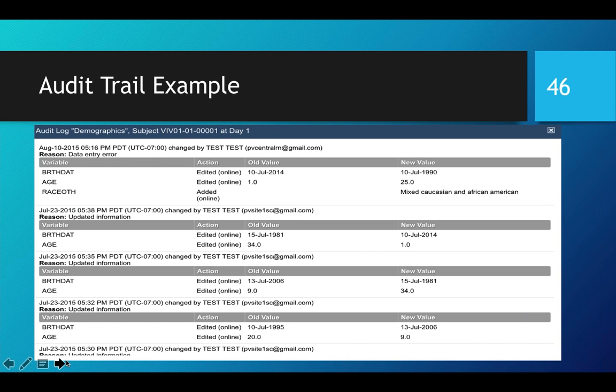So I pulled one out of an EDC system just so that you could see what I meant. If you look at this, they're all different, but you can see birth date. The old value was 10 July 1990... remember, the old value was 10 July 2014, and the new value was 10 July 1990. This was just on the demographics form, on July 23rd, 2015, and it says exactly when this person changed these data fields. And the reason they changed them is updated information.